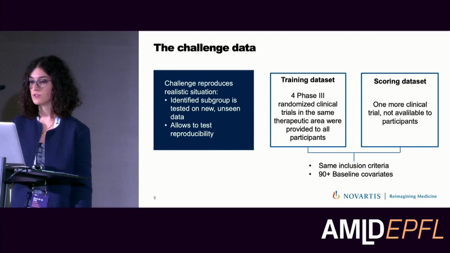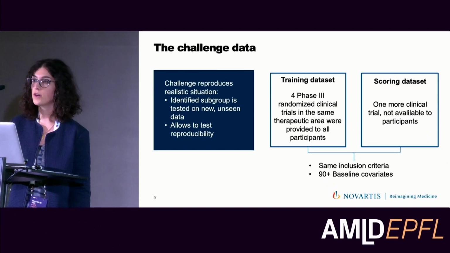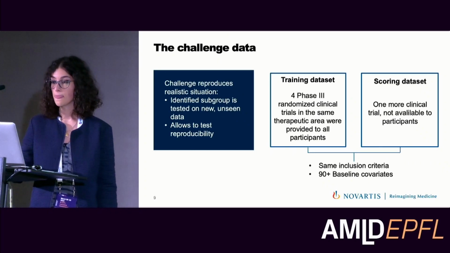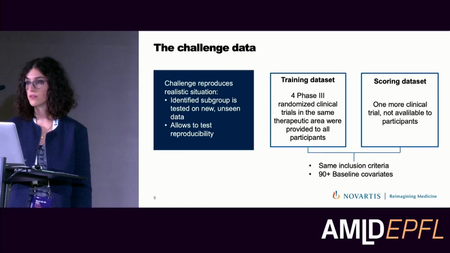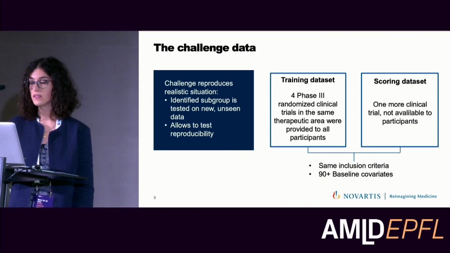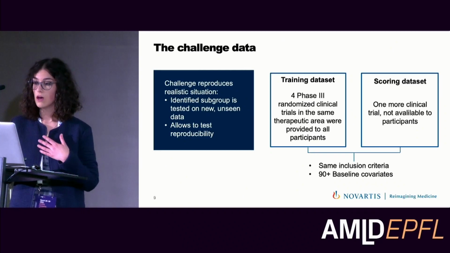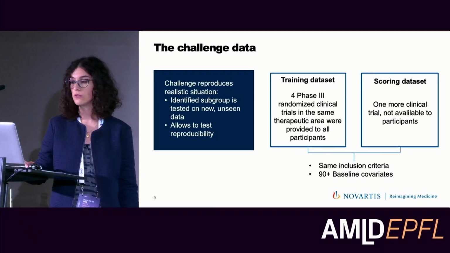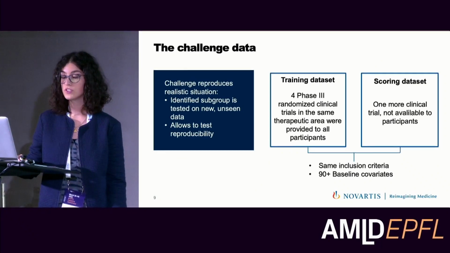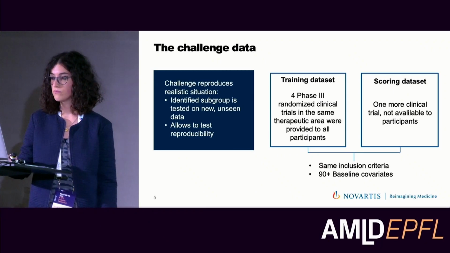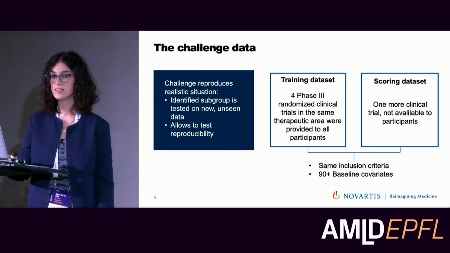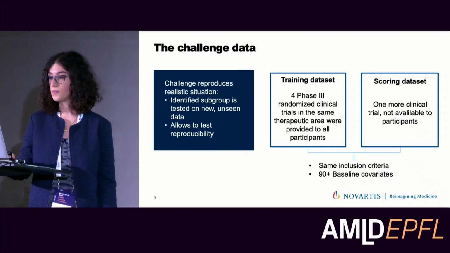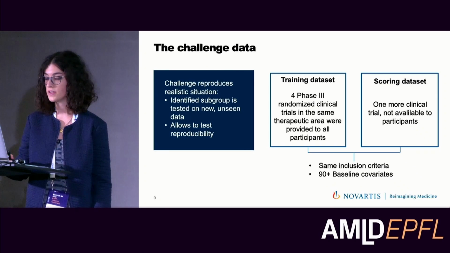The training dataset was the one that was provided to all the participants, and it consisted of 4 phase 3 clinical trials, randomized clinical trials, in the same therapeutic area. Then the solutions that were found by the participants based on this training dataset were scored by us on one more clinical trial, also in the same therapeutic area, that was not available to the participants. All the clinical trials had the same inclusion criteria, and for each patient, more than 90 covariates were available.